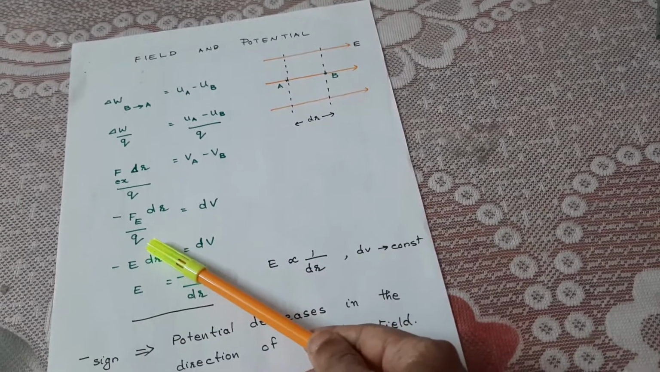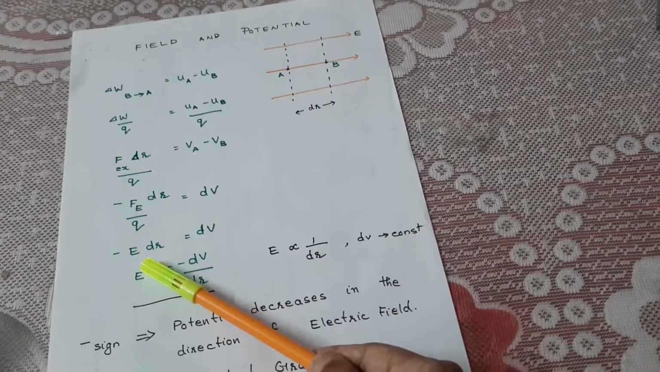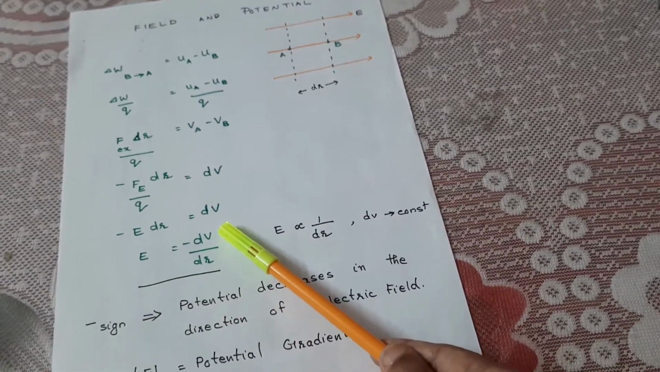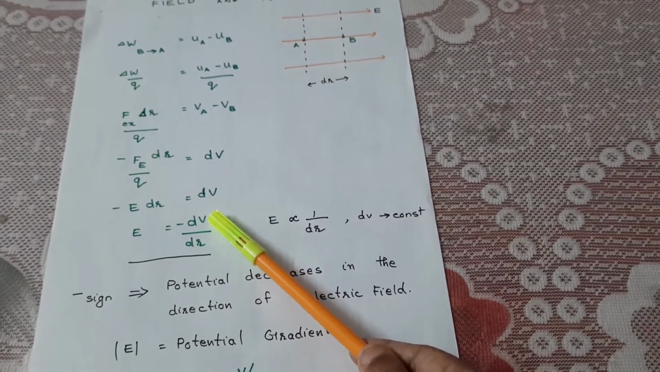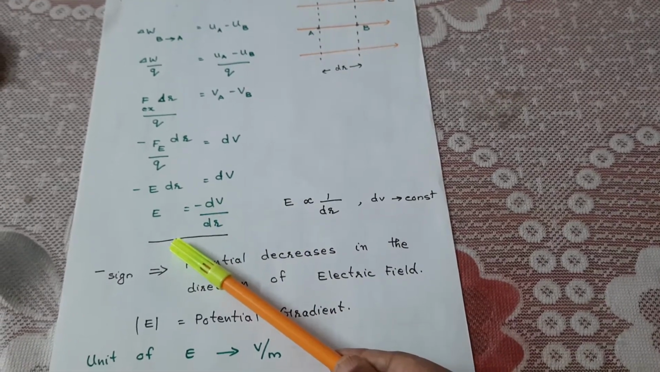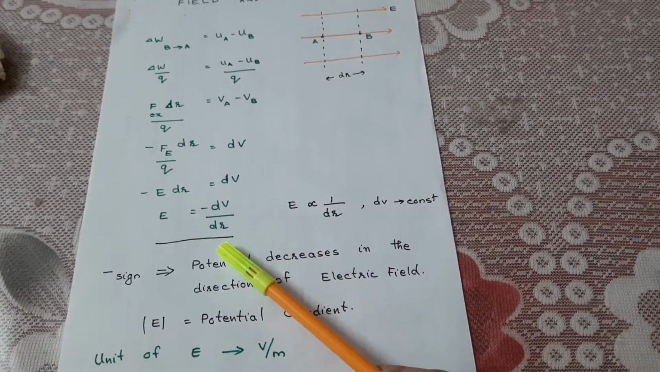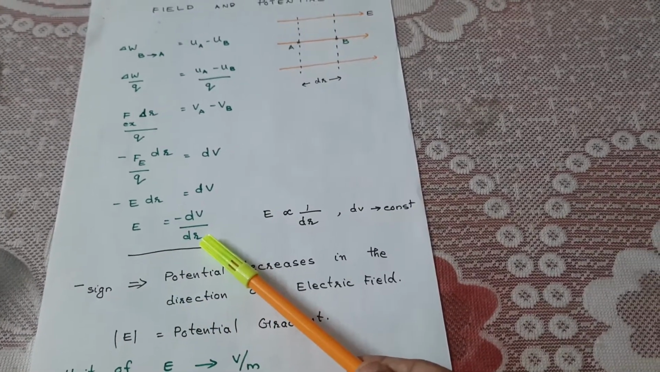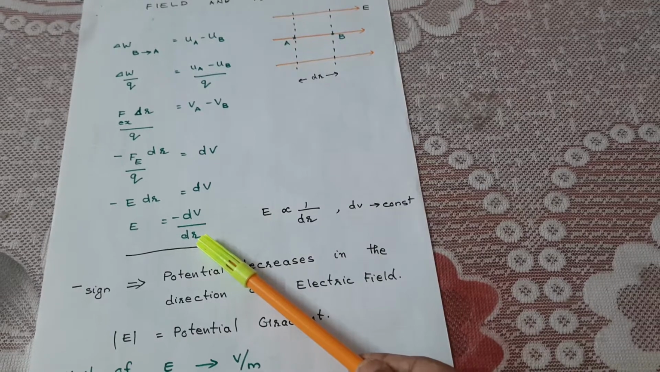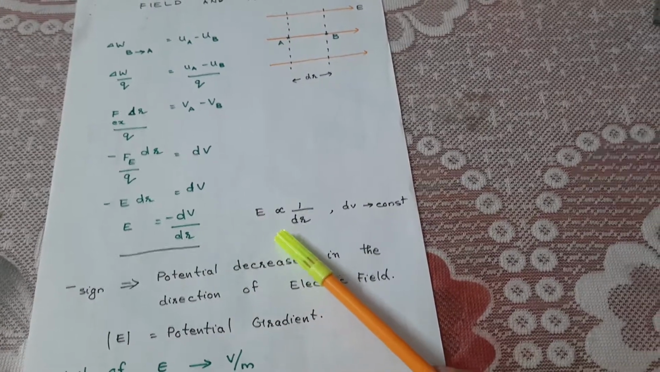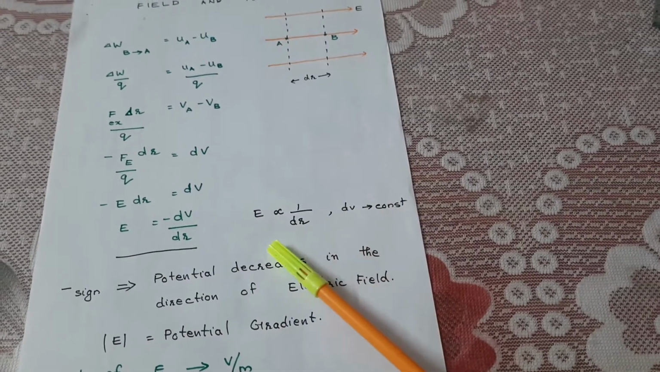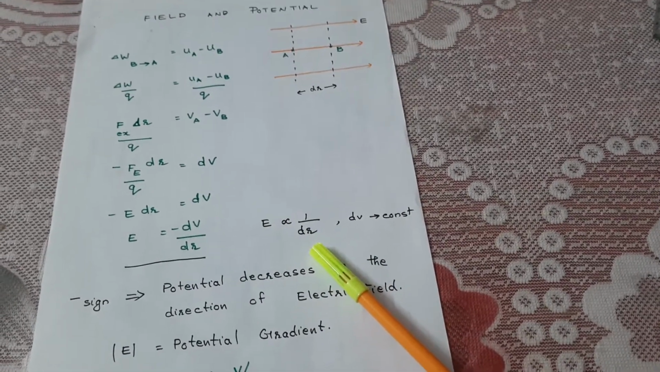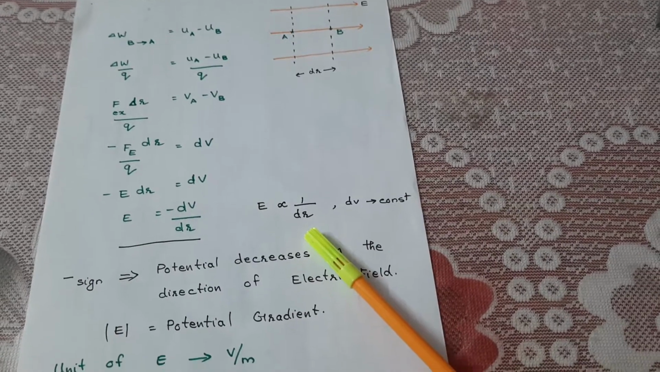Electrostatic force per unit charge is the electric field E. So minus E dr is equal to the potential difference dV. Therefore E is equal to minus dV by dr. The electric field is the negative gradient of potential. If dV is constant, then the electric field is inversely proportional to the separation between the planes.